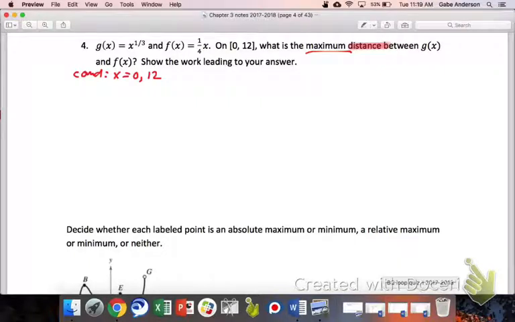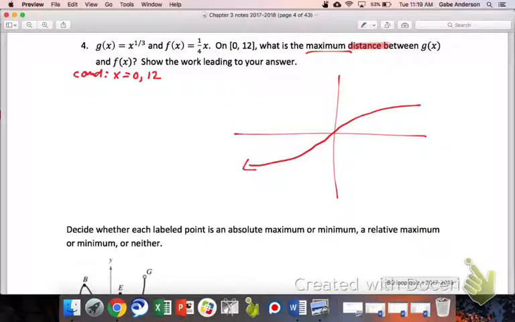Okay, now, yes and no. It is derived from the distance formula. But if I were to graph these, the graph would look like this. X to the 1/3 is about like that. And 1/4 x, of course, is just a line. So maybe it would look something like this. I honestly don't know which one is higher on the interval. I do know they both go through the origin, right? But beyond that, I'm not sure which one's higher. So I don't know if it's like that or if it's like that.